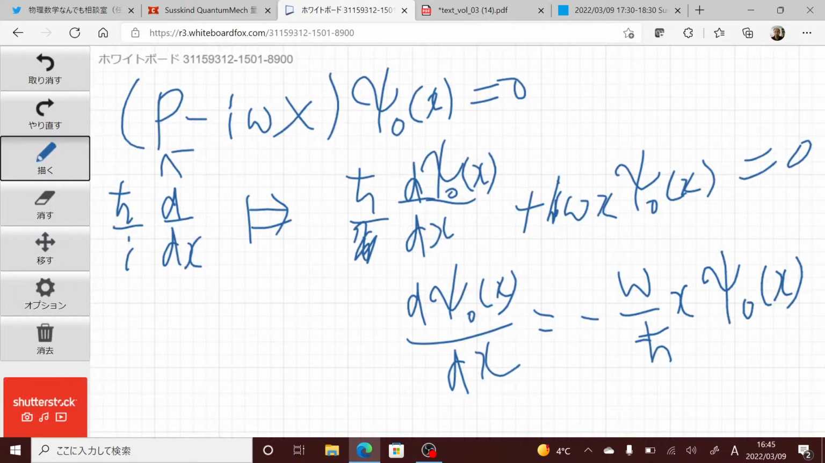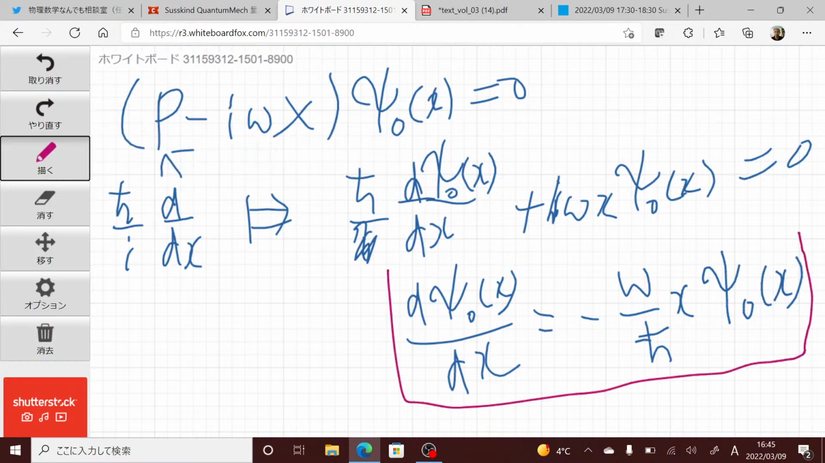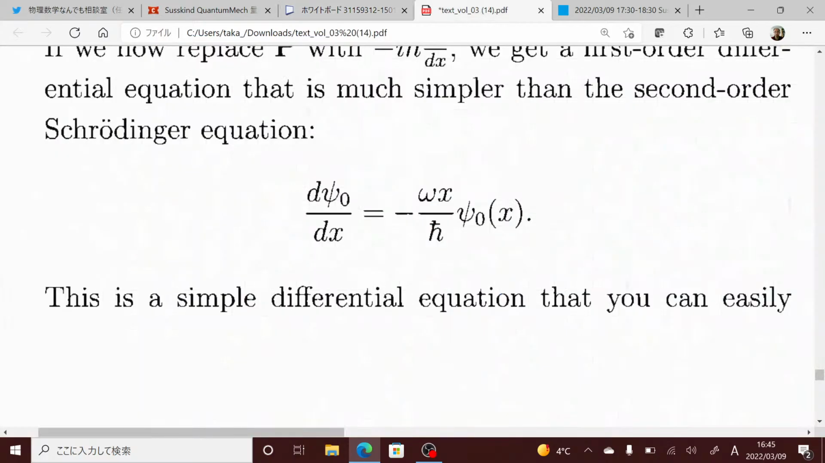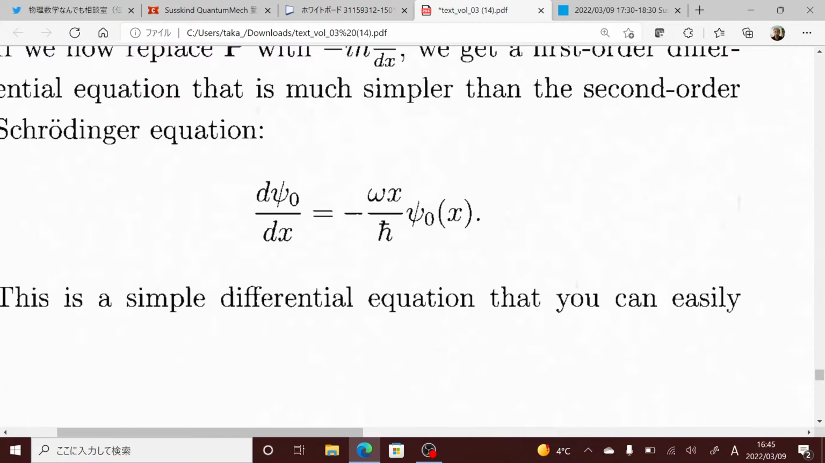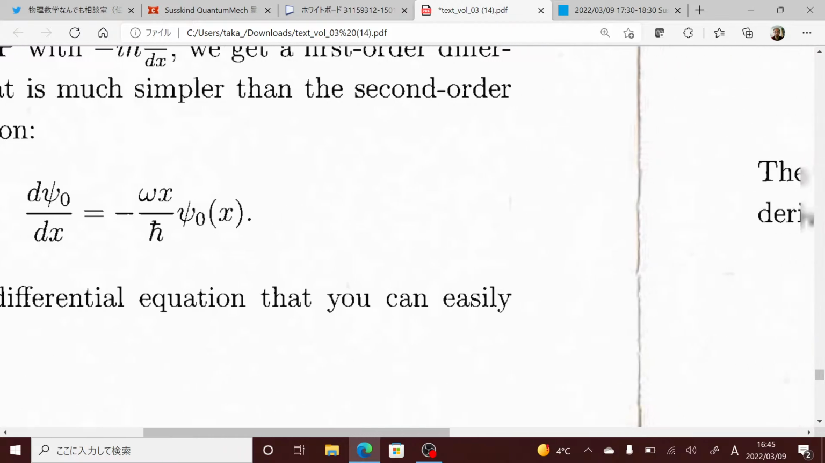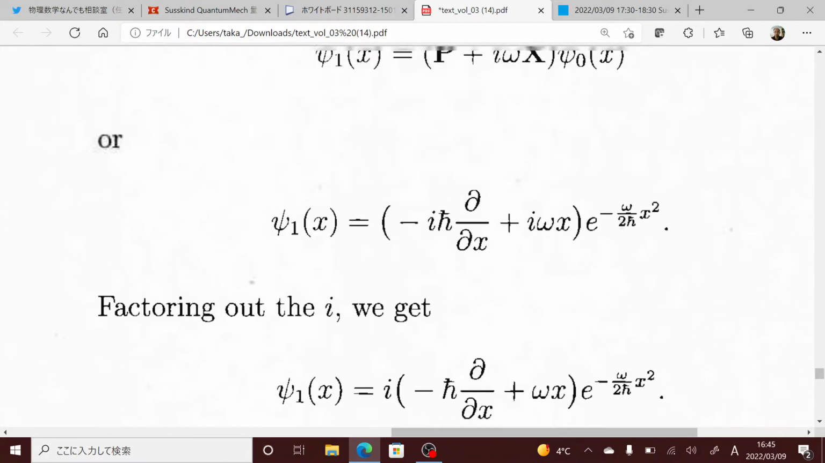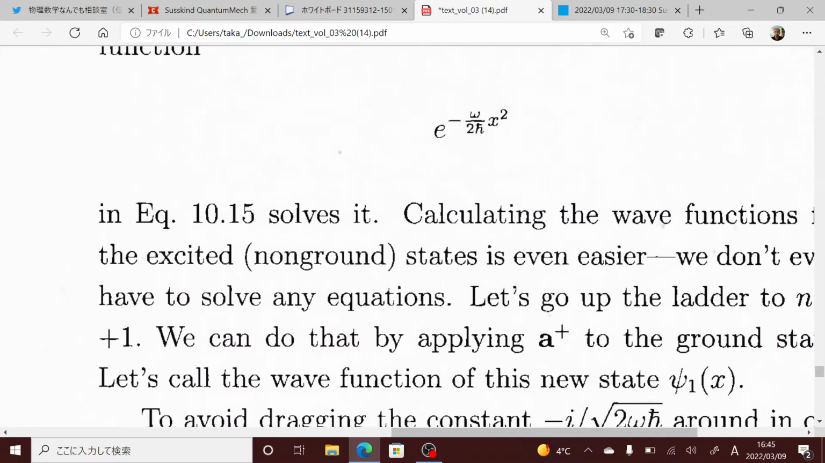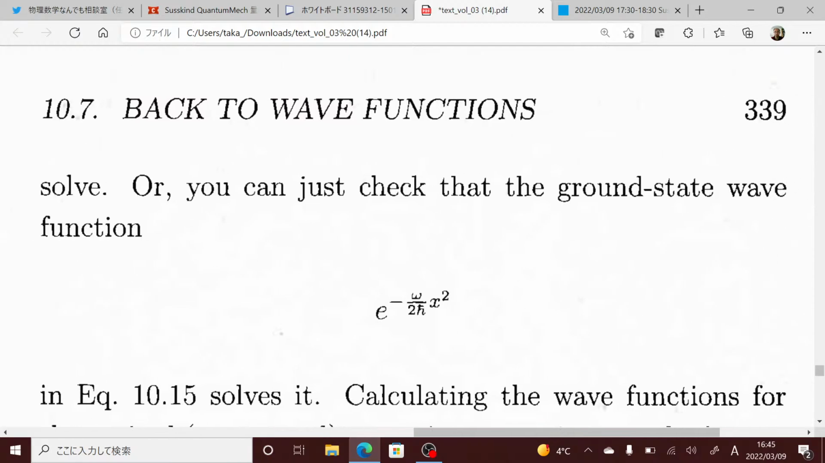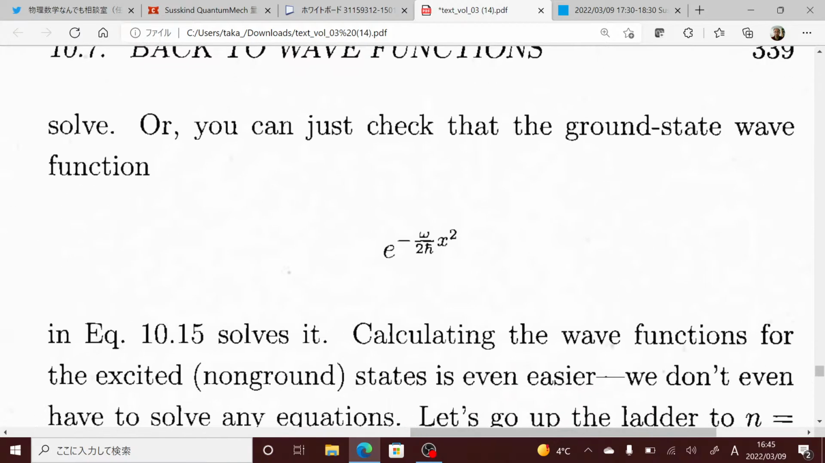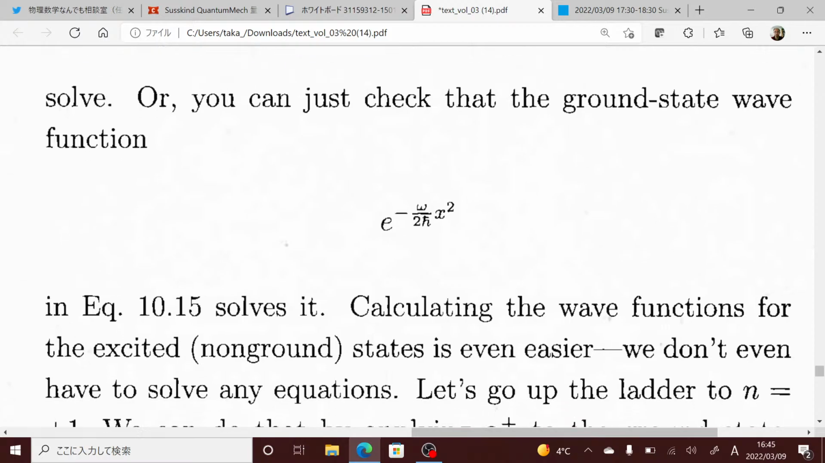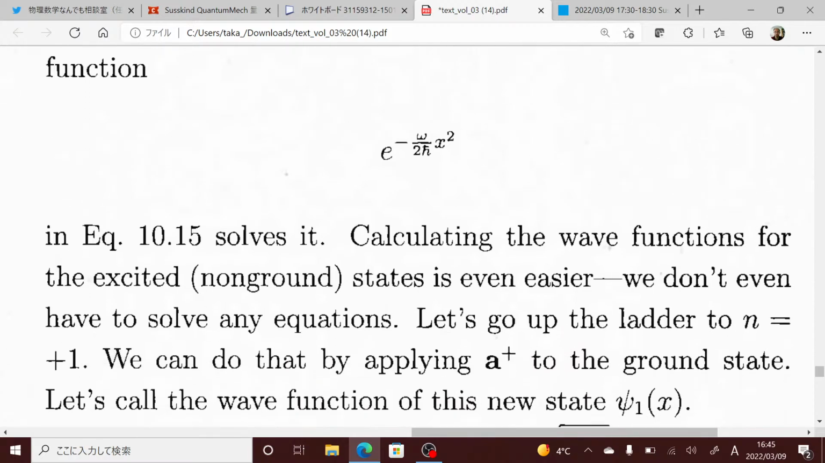Okay, so we obtain this differential equation, and this is a simple differential equation that you can easily solve. Or you can just check that the ground state wave function in equation 10-15 solves it.